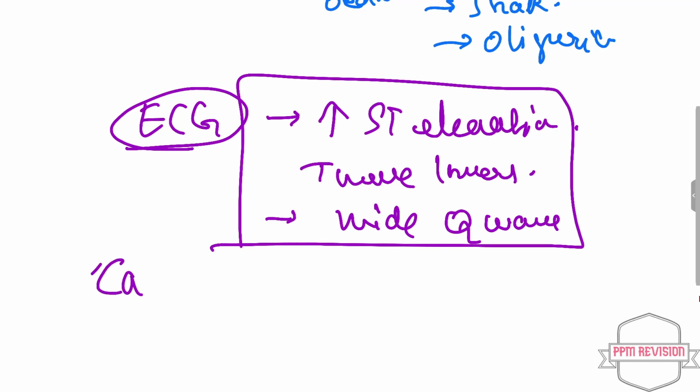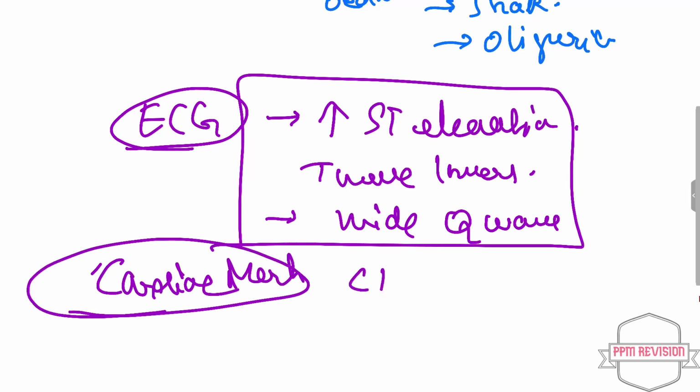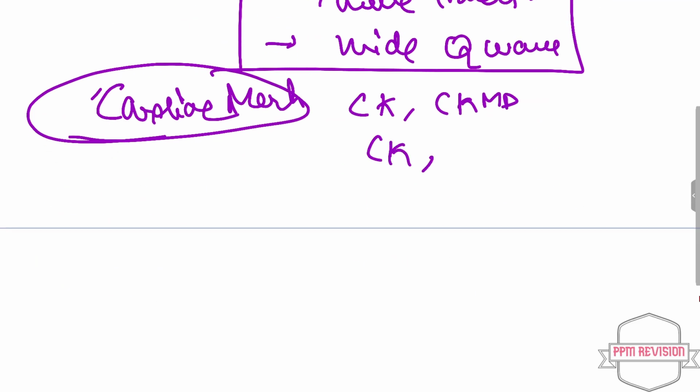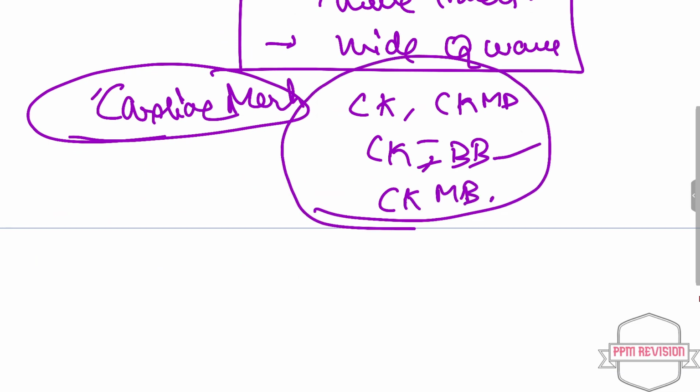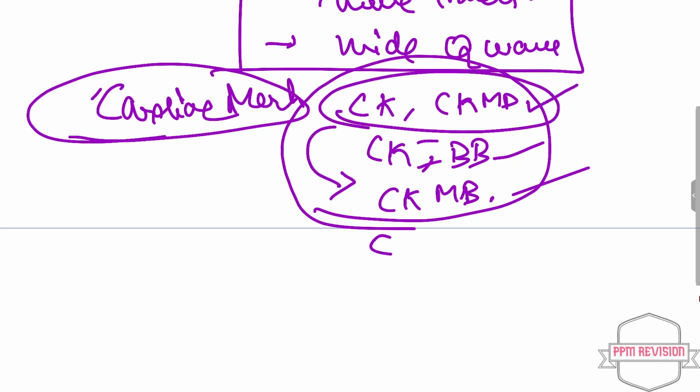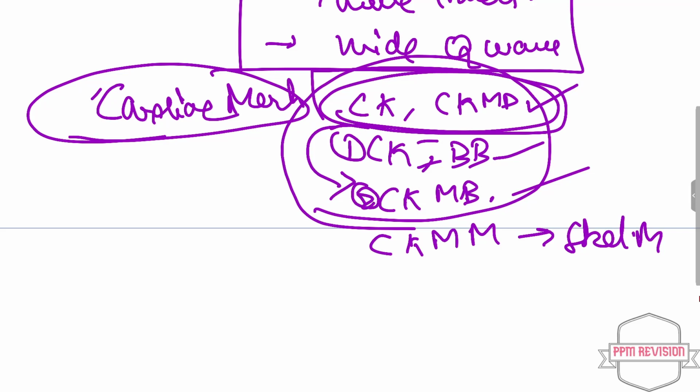Then there can also be cardiac markers. Important ones are CK, CKMB, as well as CKBB. Here BB is from brain and lungs, and MB is from cardiac muscles as well as extracardiac tissue. So these are nothing but the forms. Another one is CKMM, that is from skeletal muscles. So 1, 2, and 3.